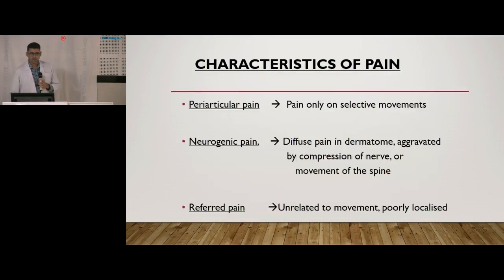So the characteristic of pain we need to keep in our mind: whether it is periarticular pain, which I have already explained, from which periarticular structures the pain can arise. Neurogenic pain, especially if you are dealing with low back pain, sciatica, radicular pain, whenever there is compression or irritation of a nerve because of the surrounding structure, it will give rise to neurogenic pain, as well as referred pain. Though we usually don't come across referred pain in arthritis, we just need to keep in mind that this can also be one of the features.